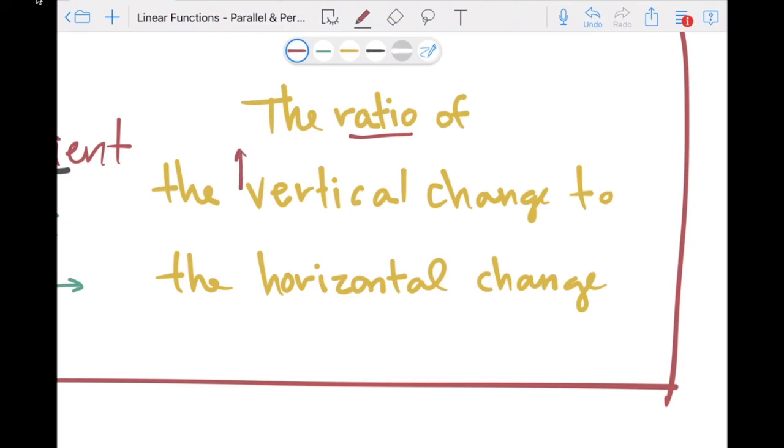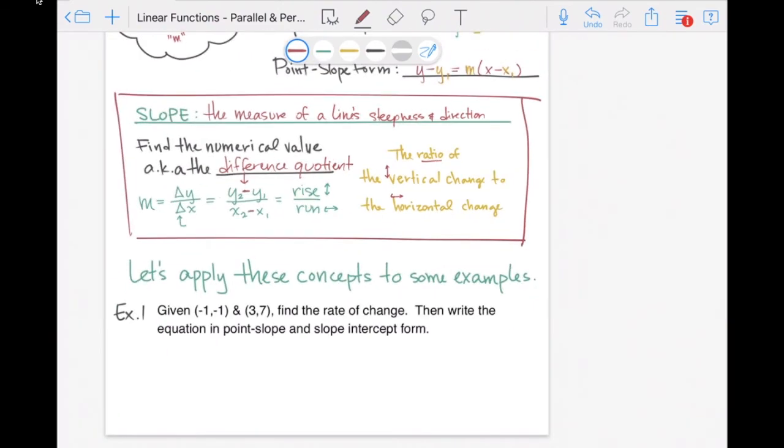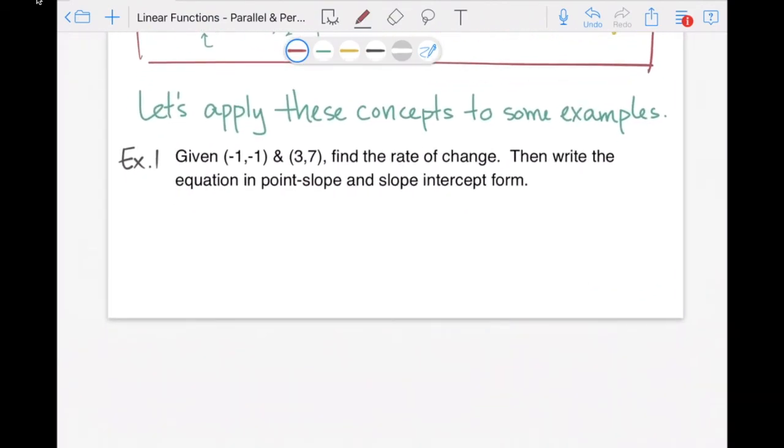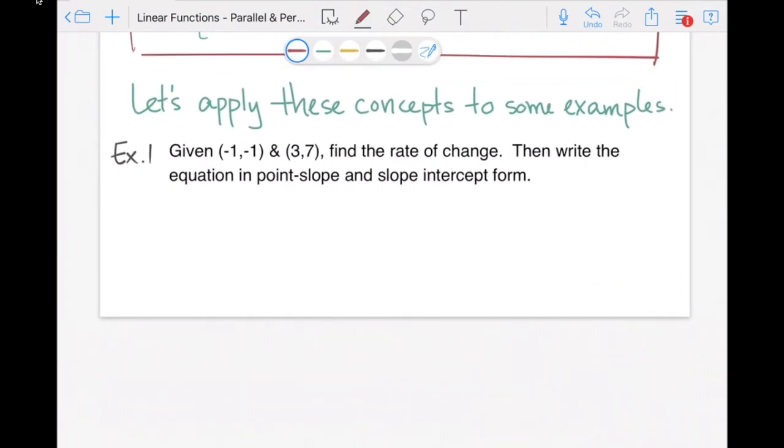Vertical is up and down versus horizontal, which is left and right. So lots of different ways to kind of say the same thing. All right, so we're going to apply these concepts to some examples.